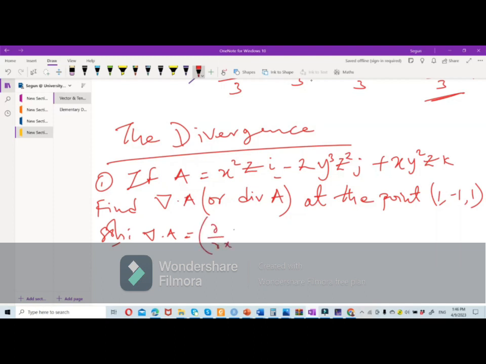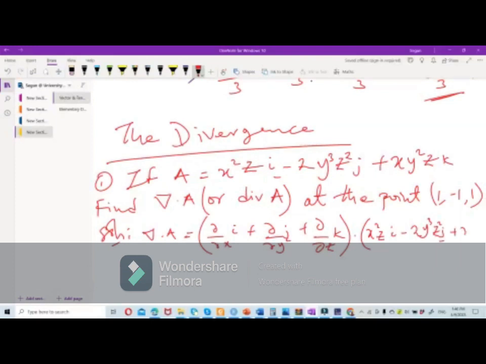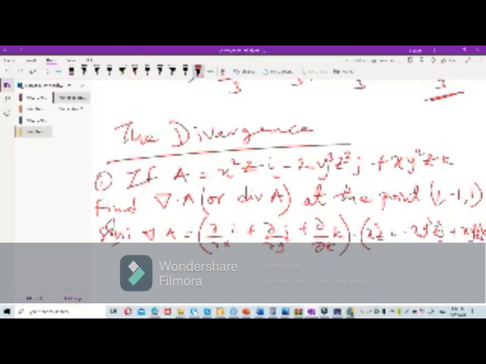d/dx i plus d/dy j plus d/dz k dot x squared z i minus 2y cubed z squared j plus xy squared z k. It's still the same thing, I just want to rewrite it.